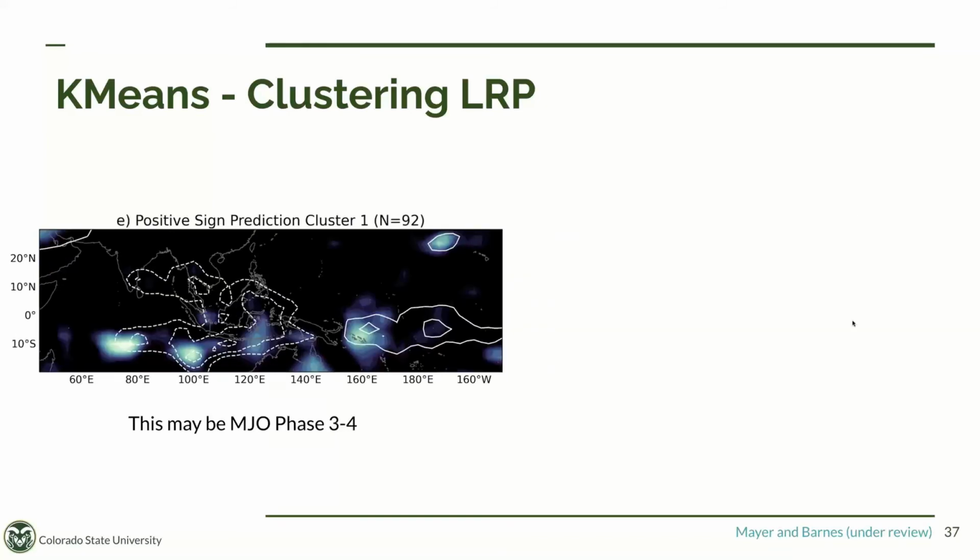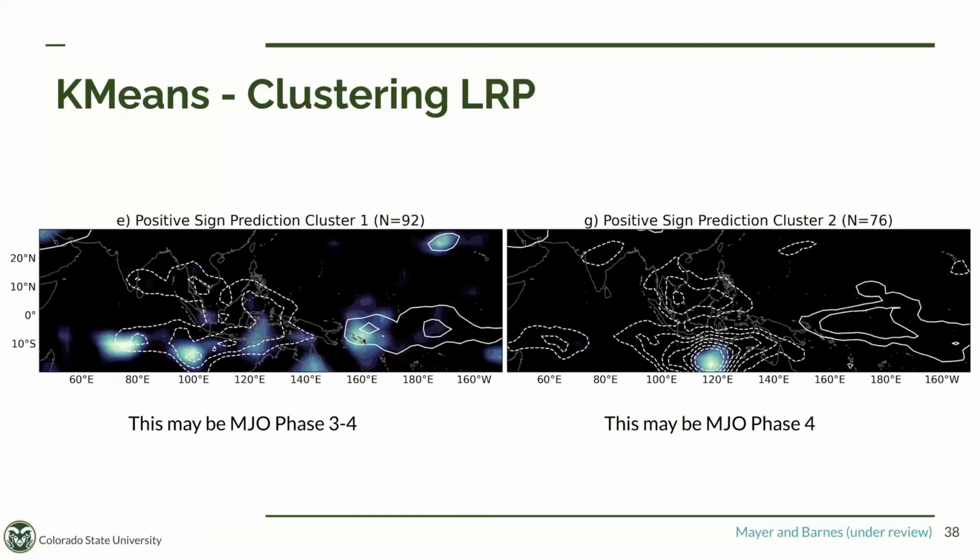We can also apply this to positive sign predictions. So for cluster 1, we see that this looks a lot like MJO phases 3 and 4, where we have the enhanced convective region highlighted and the suppressed convection region highlighted. And then we can see in cluster 2, the network is specifically highlighting this one region of enhanced convection over the maritime continent, where this convective dipole looks a little bit more like phase 4 instead of phases 3 and 4.